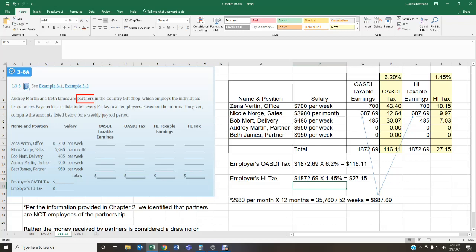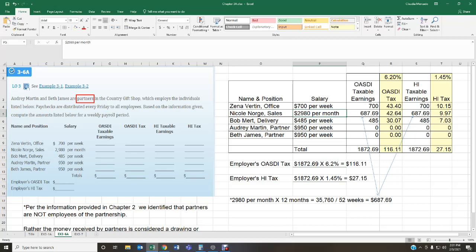Two things to note when you're working out this problem. The partners are not considered employees, so their wages are not subject to OASDI and HI tax purposes. And look out for those employees that get paid other than weekly. In this case, we have one employee that gets paid monthly. We always have to convert that pay to a weekly.